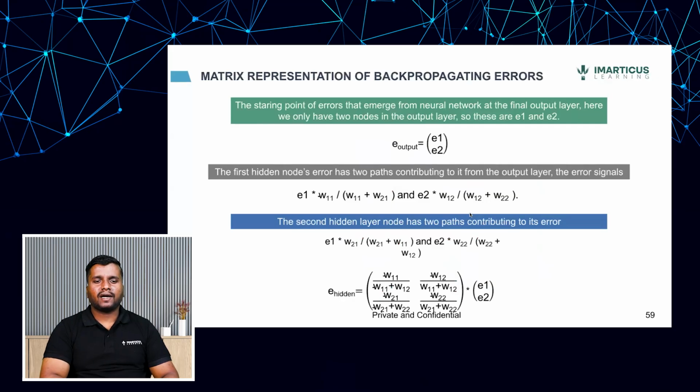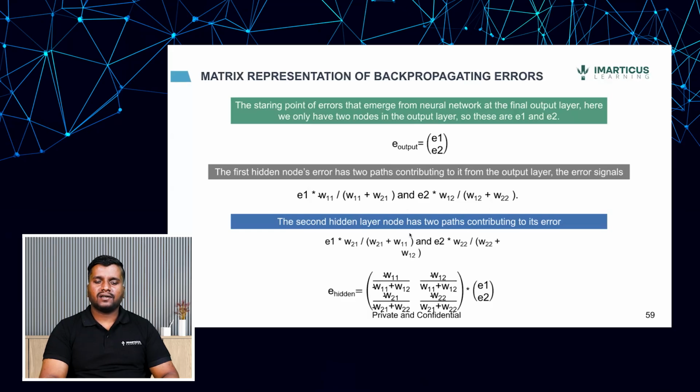Now, if we talk about the matrix representation of backpropagating error, the starting point is the error that emerges from the neural network at the final output layer. Here we only have two nodes in the output layer, so these are E1 and E2. E output is equal to E1 and E2. The first hidden node's error has two paths contributing to it from the output layer. The error signals are E1 into W11 divided by W11 plus W21, and E2 into W12 divided by W12 plus W22, which are the two errors that we have talked about.